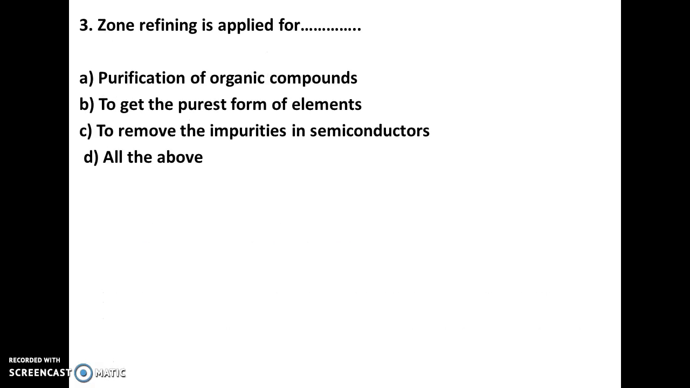The next question is, zone refining is applied for dash. The options are A, purification of organic compounds; B, to get the purest form of elements; C, to remove the impurities in the semiconductor; D, all the above. The answer is all the above, because as we have discussed earlier, it is used in all these processes: purification of organic compounds, to get the purest form of elements, and to remove the impurities in the semiconductor.